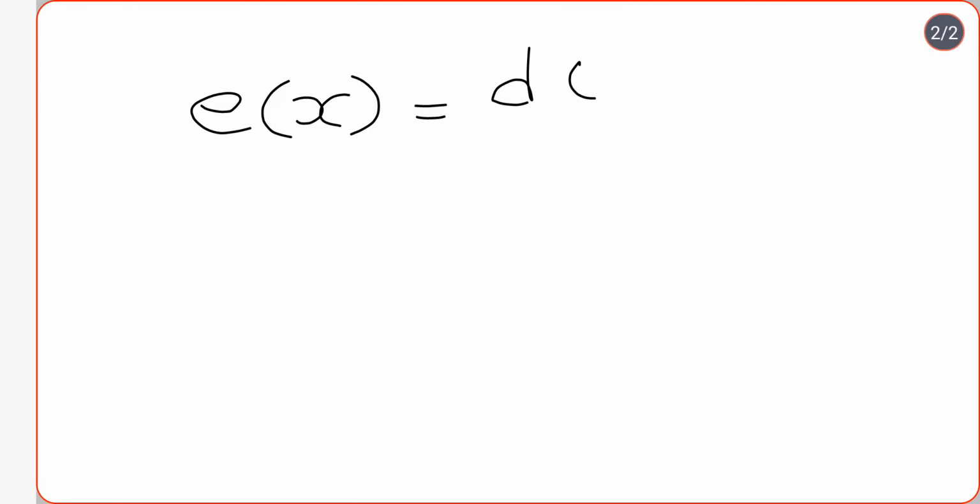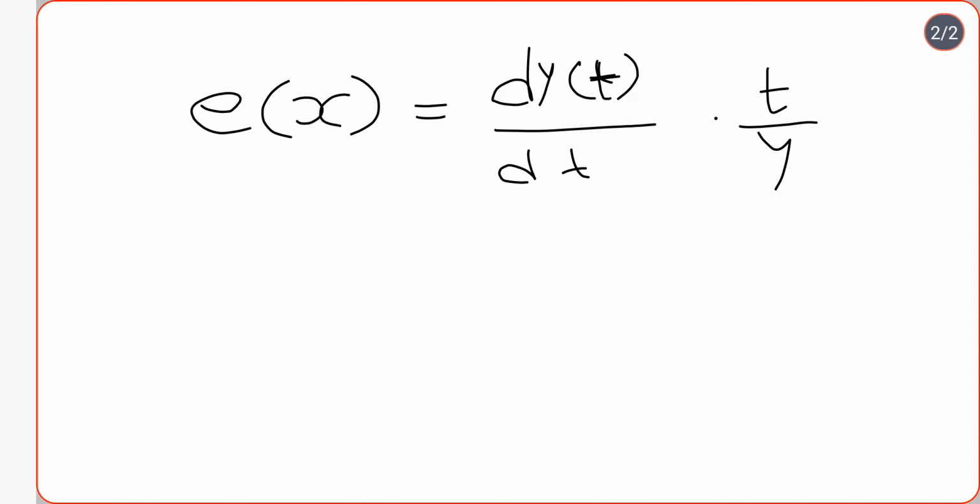Now, what is the formula of elasticity of scale? Elasticity of scale is denoted by E of x, which is basically the terminology used for elasticity of scale. It can be written as the differentiation of y of t with respect to t, multiplied by t by y. That is the formula of elasticity of scale.